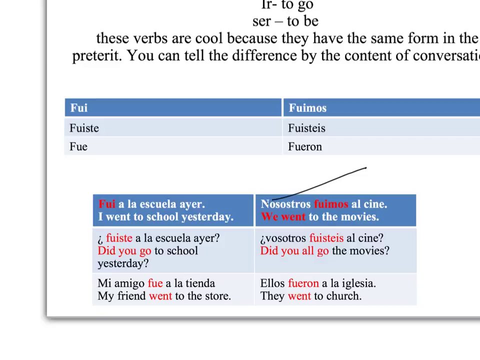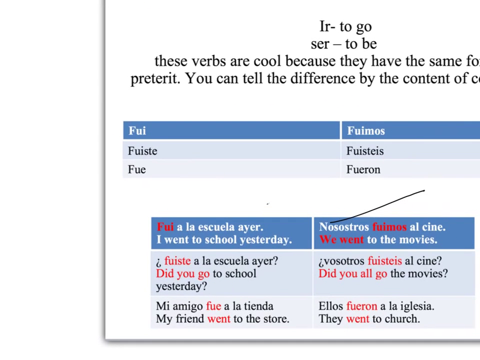Now let's take a look at the verb ir. I'm sorry, I'm going to erase that line I did there. I didn't mean that. Okay, let's take a look at the verb ir and ser. Ir means to go and ser means to be. The forms of ser and ir are the same in the preterite, so you know the meaning depending on the context of the conversation in which you're using them.